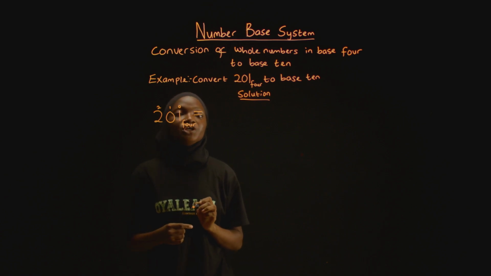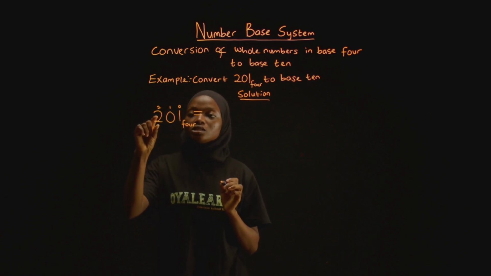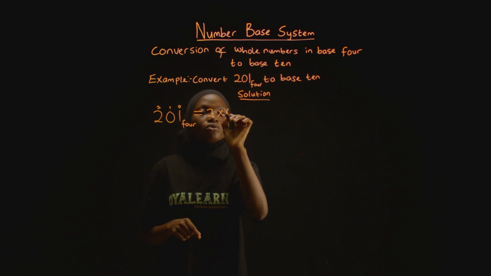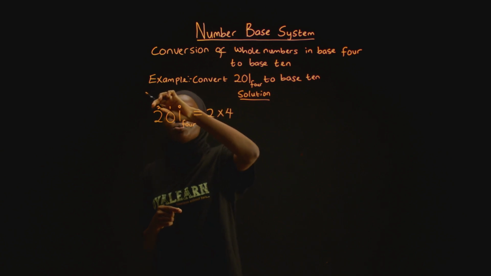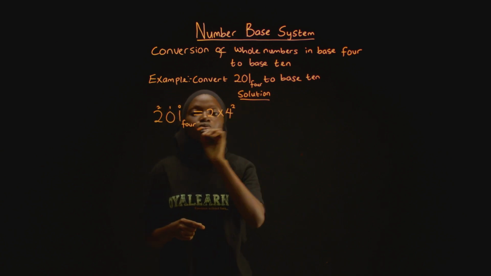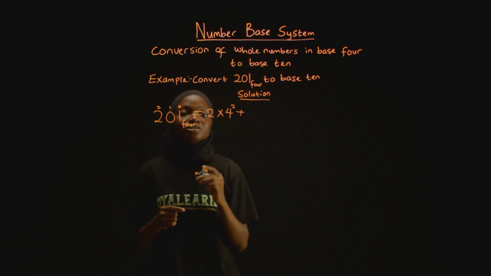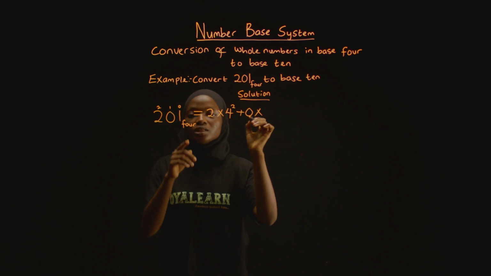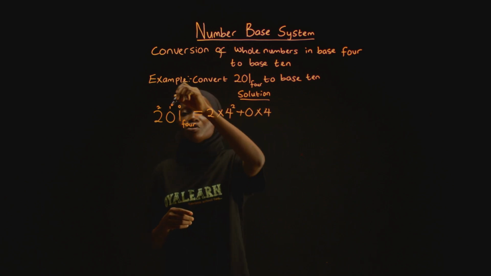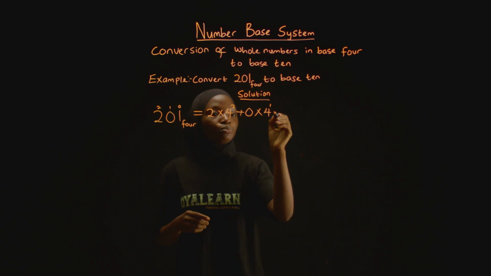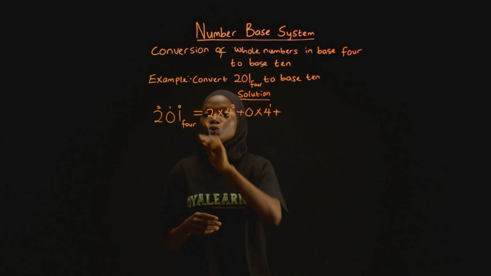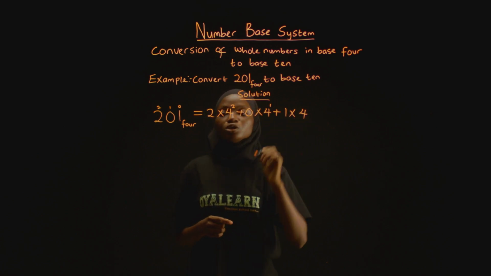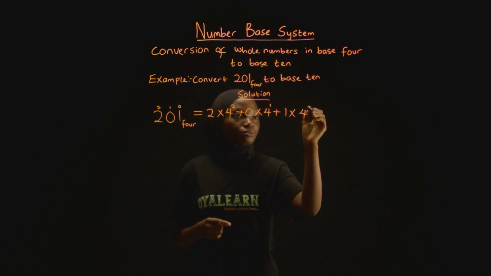201 base 4 will be equal to, now we'll pick the first digit, 2, multiplied by the base, 4, raised to the power of the numbering we have on top here, 2, plus, we do the same thing for the next digit, which is 0. So we have 0 multiplied by the base, 4, raised to the power of the numbering on top, 1, plus, for the next digit also, 1, multiplied by the base, 4, raised to the power of the numbering, 0.